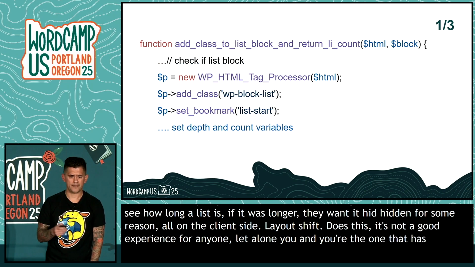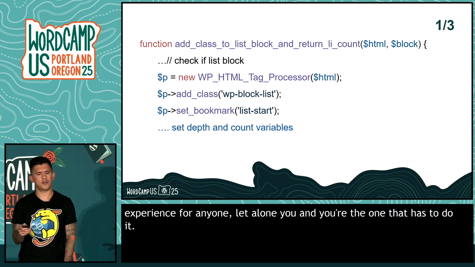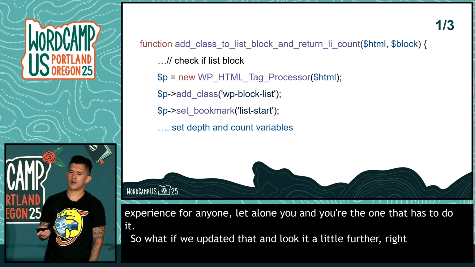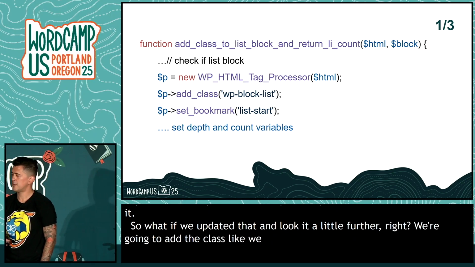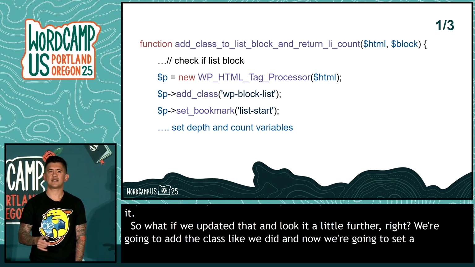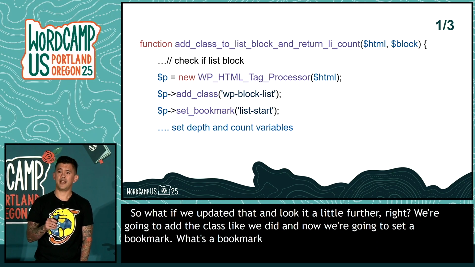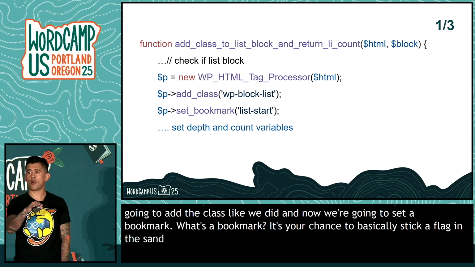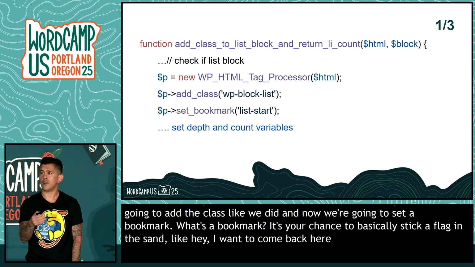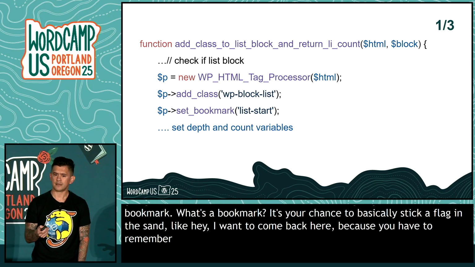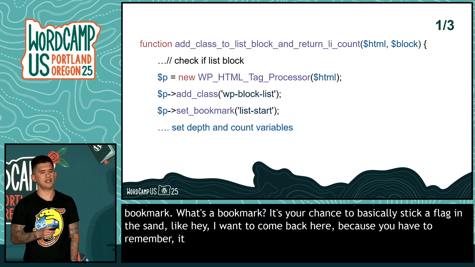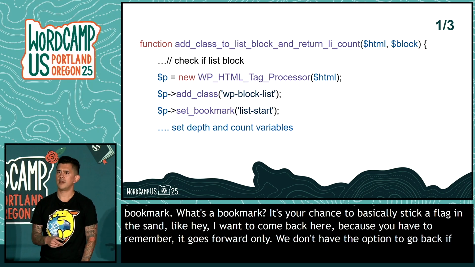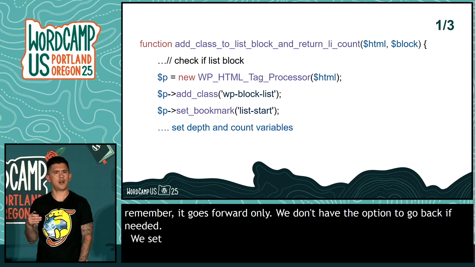So what if we updated that and took it a little further? All right, we're going to add the class like we did, and now we're going to set a bookmark. What's a bookmark? Well, it's your chance to basically stick a flag in the sand. Like, hey, I want to come back here. You have to remember, it goes forward only. We have the option to go back when needed. I'm just going to call this bookmark list start. We've set our depth count because we only want to go one level. I want to count how many list items there are at the top level of that.